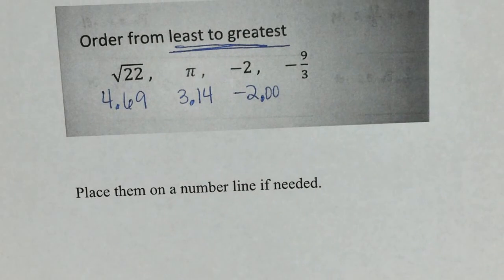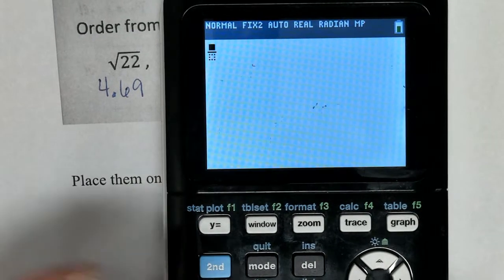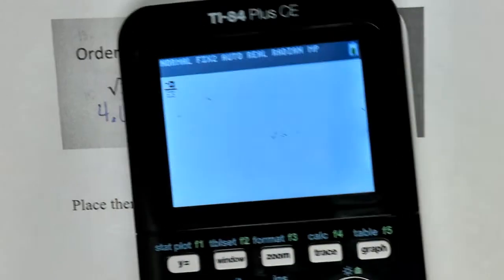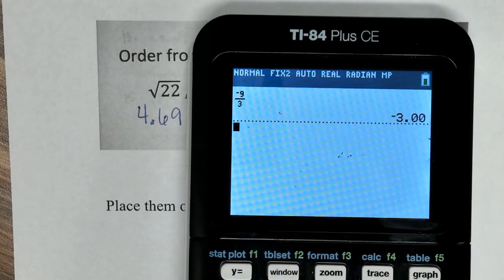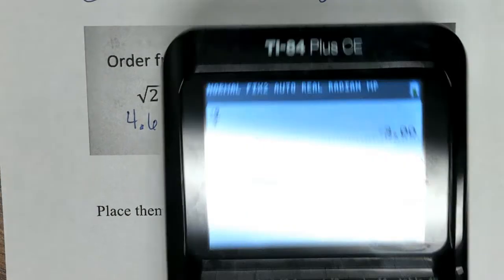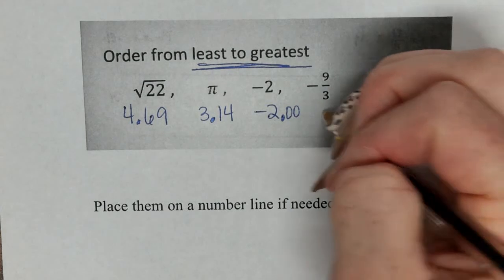All right, how am I going to put in negative 9/3 to my calculator? Alpha y equals, option 1, you can put the negative on top, it really doesn't matter. So negative 9 on top, 3 on bottom, enter. And it did it for me since I'm in rounding mode. How much money do I owe here? I owe $3, negative 3.